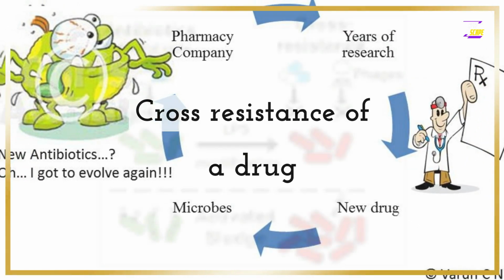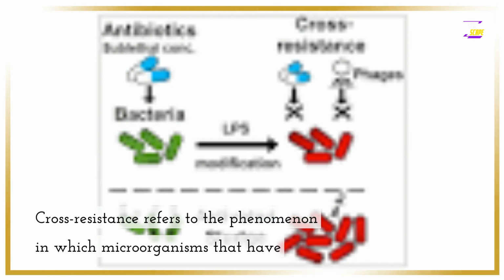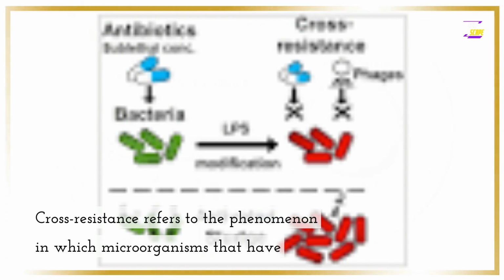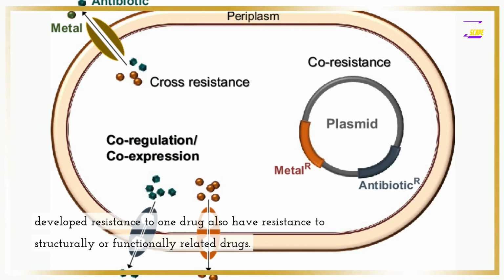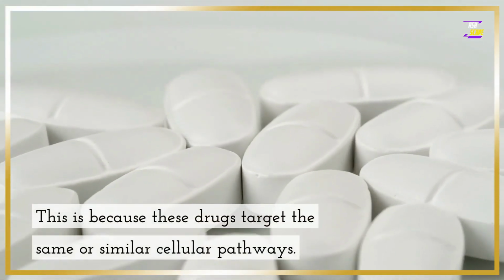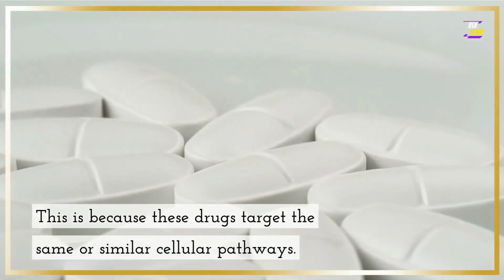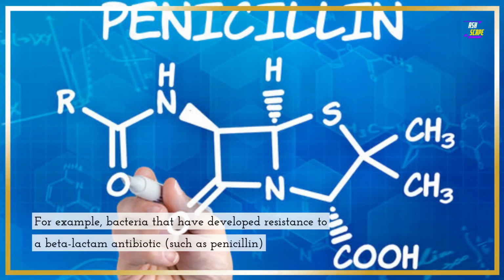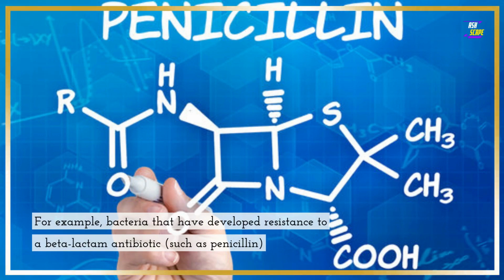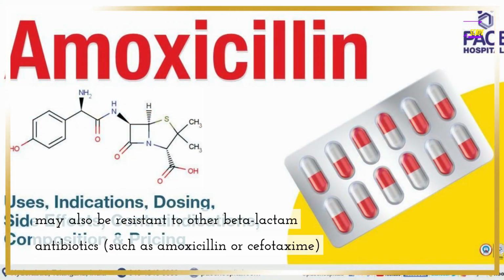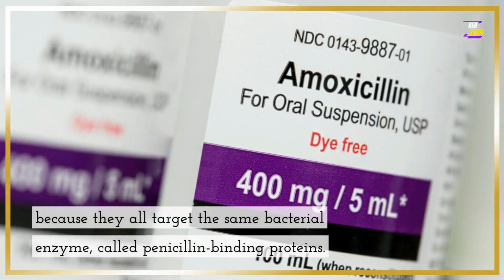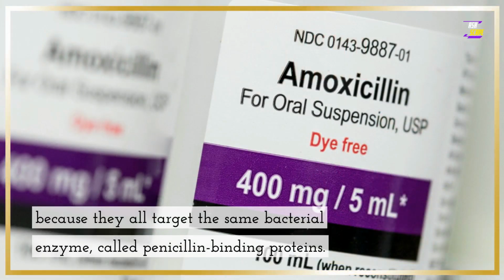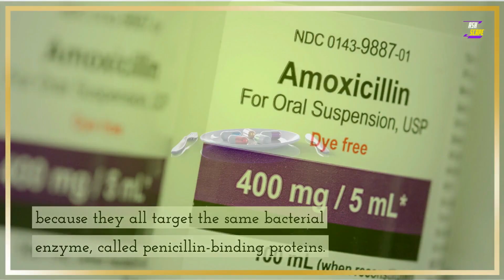Cross-resistance of a drug. Cross-resistance refers to the phenomenon in which microorganisms that have developed resistance to one drug also have resistance to structurally or functionally related drugs. This is because these drugs target the same or similar cellular pathways. For example, bacteria that have developed resistance to a beta-lactam antibiotic, such as penicillin, may also be resistant to other beta-lactam antibiotics, such as amoxicillin or cefotaxime, because they all target the same bacterial enzyme, called penicillin-binding proteins.